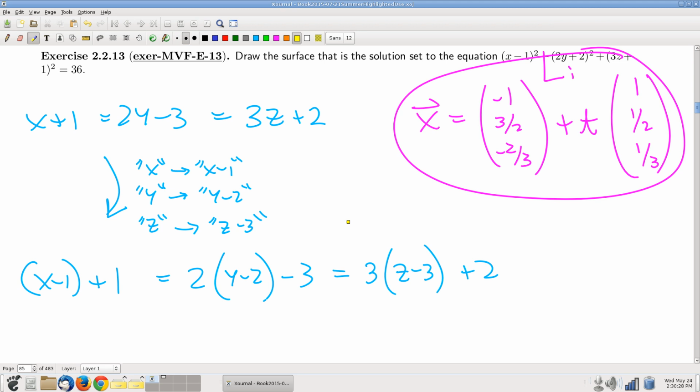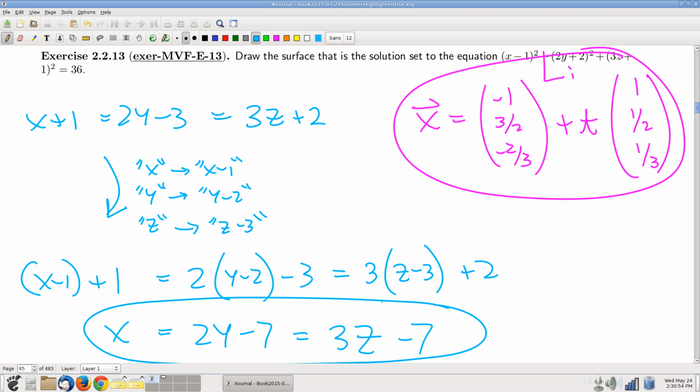Now let's go ahead and clean it up a little bit. So this becomes x equals 2y minus 7 equals 3z. Minus 9 plus 2 makes minus 7. So this is our L prime.